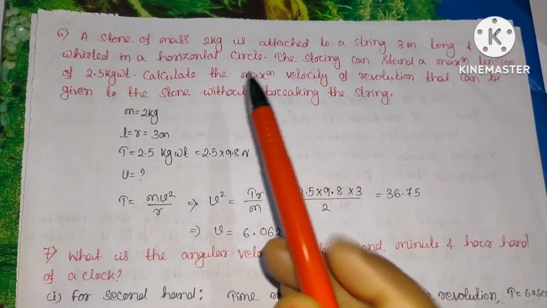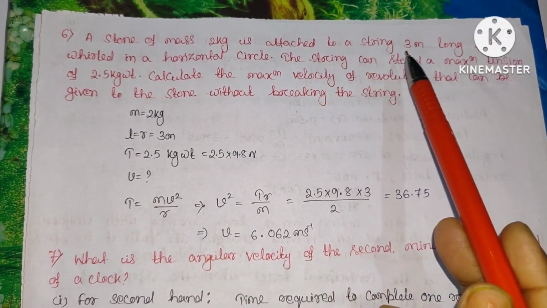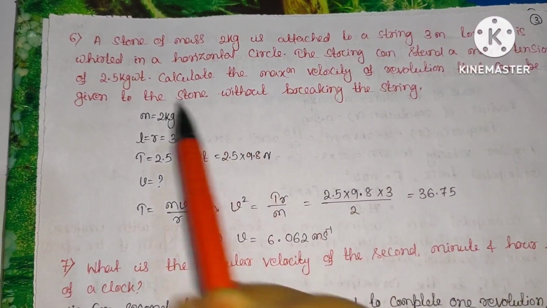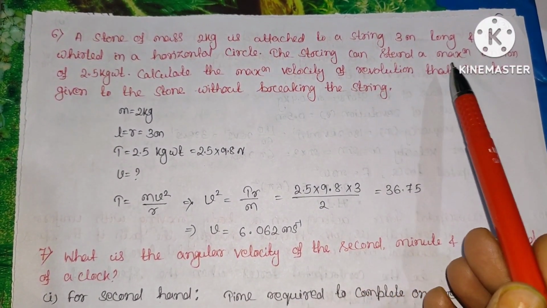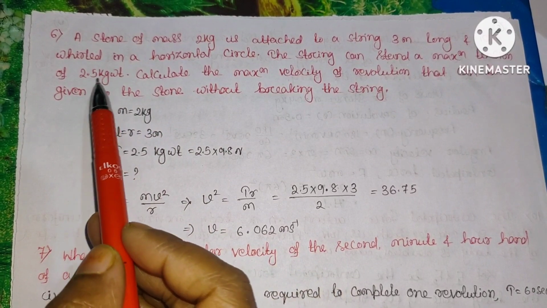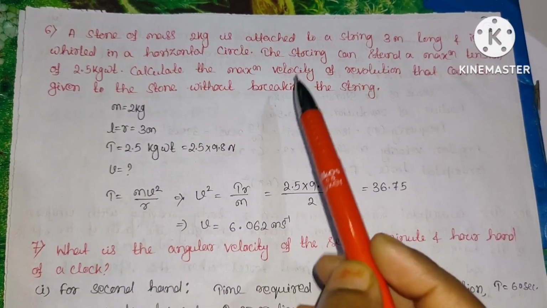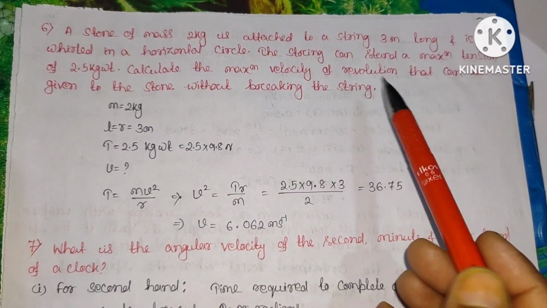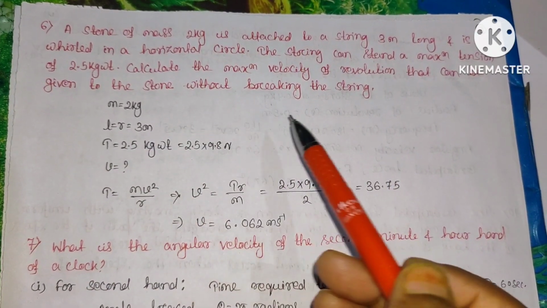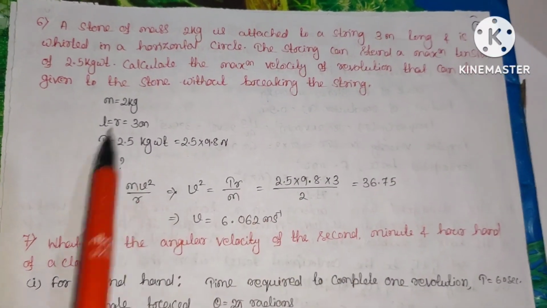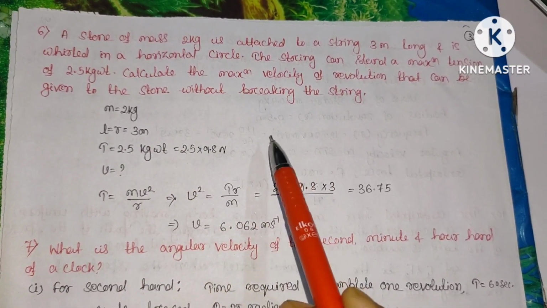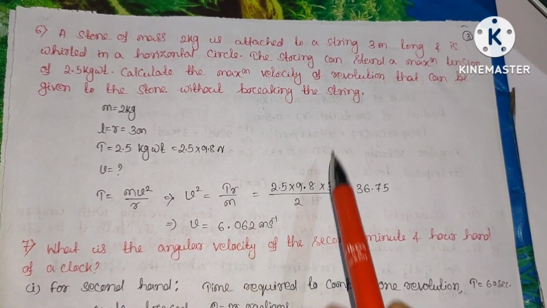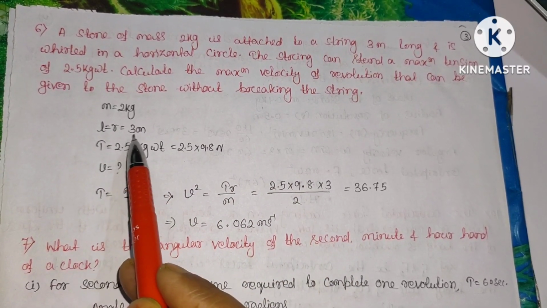The next question is a stone of mass 2 kg is attached to a string 3 meter long and is held in a horizontal circle. The string can stand a maximum tension of 2.5 kg weight. Okay, this is kg weight. Calculate the maximum velocity of revolution that can be given to the stone without breaking the string. So here the mass is given as 2 kg. The length of the string will become the radius, because it will move in a circular path. So it is 3 meter.